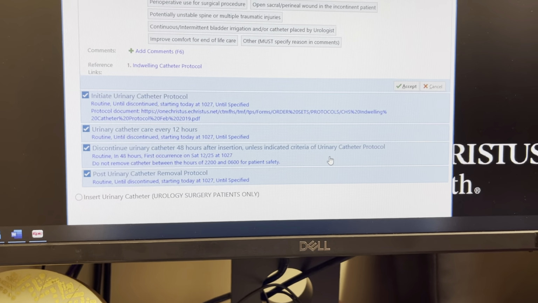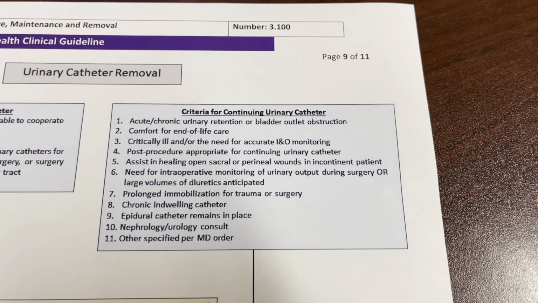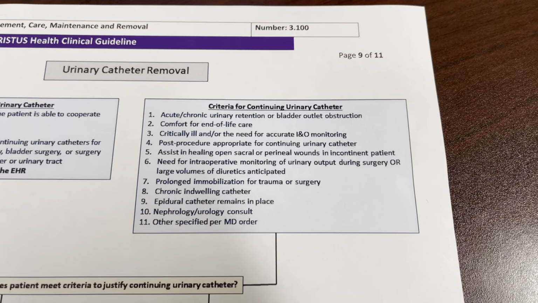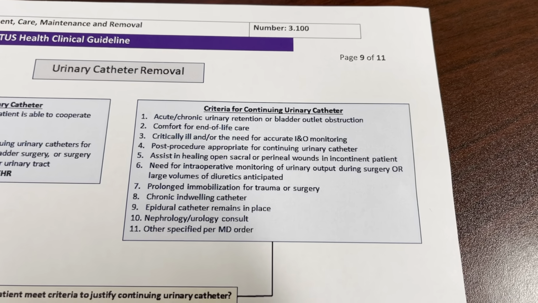So when you go into our urinary catheter protocol, it's going to tell you very clearly what the reasons are for maintaining that catheter. So that patient, just because they need to have I&O documented doesn't mean that they need to have an indwelling catheter. There's other ways that we can obtain I&O.